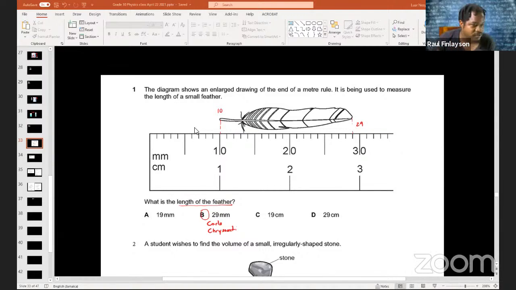Carla, Chrisanti, Tiana, can the ruler still be used if it is broken?